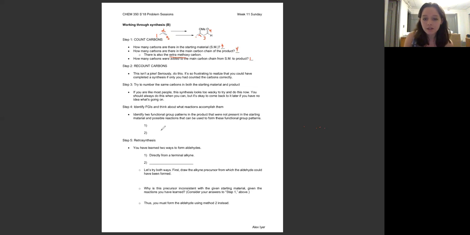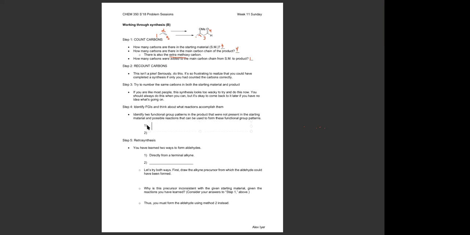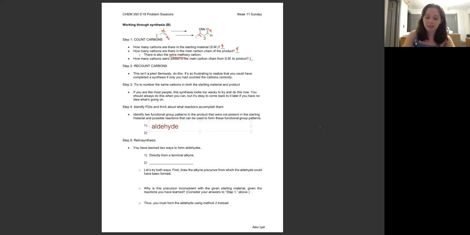All right. So now let's start thinking about our FGIs and what reactions we could use to get them there. We are going to find 2 functional group patterns in the product that were not present in the starting material, and possible reactions we can use to form these functional group patterns. So what's a functional group in the product that we didn't have in the starting material? You can unmute yourself or put it in the chat. Aldehyde. Yeah, so we are making an aldehyde. What reactions do we know that can make an aldehyde?